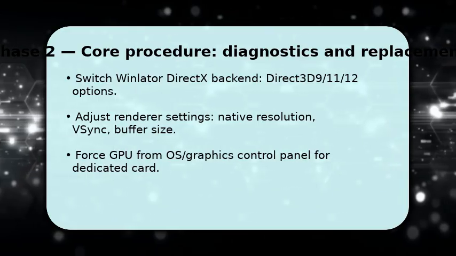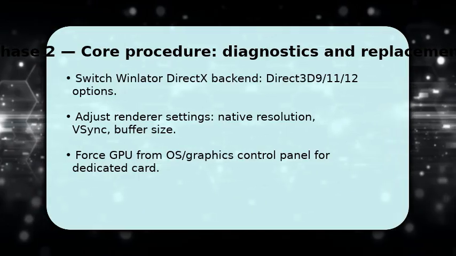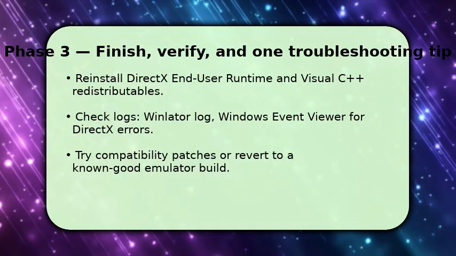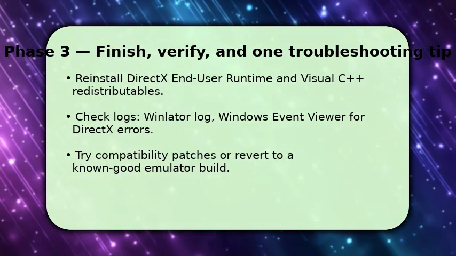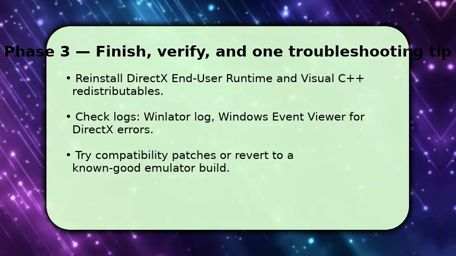Finish by reinstalling the DirectX end-user runtime and Visual C++ redistributables because missing libraries often cause runtime failures. Inspect Winlator logs and the Windows Event Viewer. Look for specific DirectX error codes and messages to guide fixes.